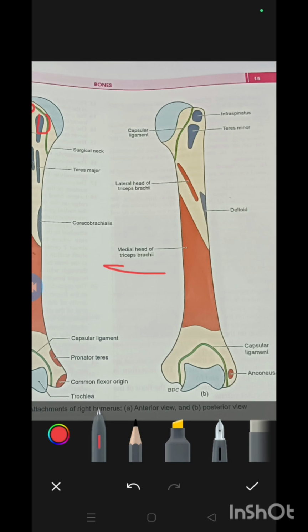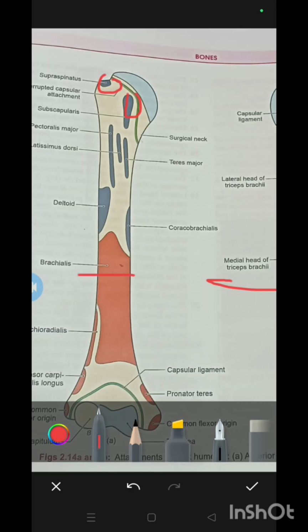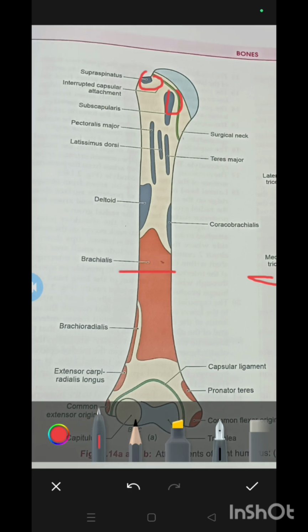Here in the posterior aspect we can see this is the middlemost impression, that is infraspinatus, and then lower impression teres minor, uppermost impression supraspinatus. The teres minor is inserted into the lower impression on the greater tubercle.